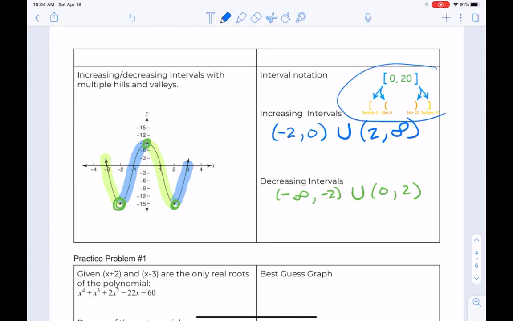Again, remember for interval notation, you're going to use brackets if you're including the point and parentheses if you are not including the point. So that's how that works. You try those next examples and let us know if you need help. Come see us in office hours.